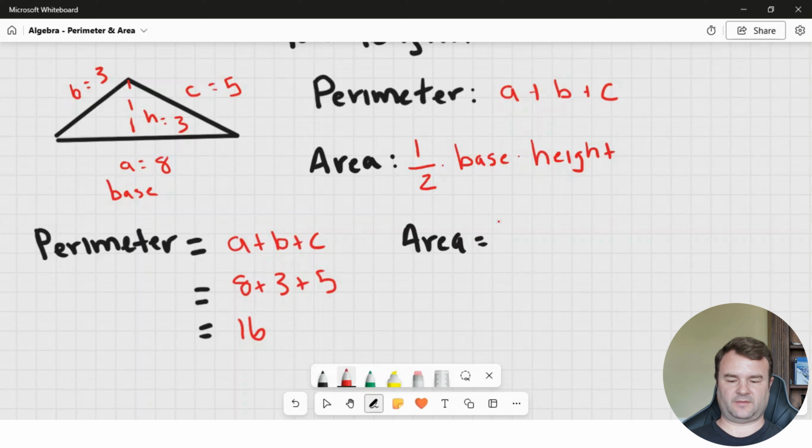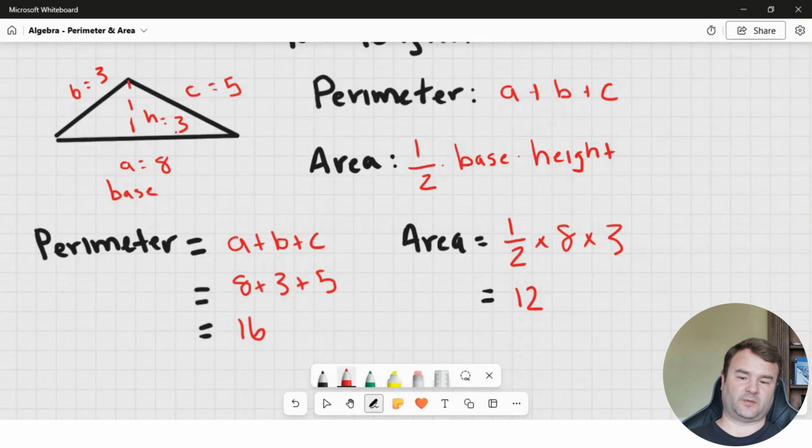Which is defined above, which is 1/2 base times height, or 1/2. And the base is side A, which is 8, times the height, which we said was 3. And working this out, we have 1/2 times 8, which is 4 times 3, which is 12. So the area contained within these three sides is 12 units squared, or 12 feet squared, 12 meters squared, 12 centimeters squared, and so on and so forth.